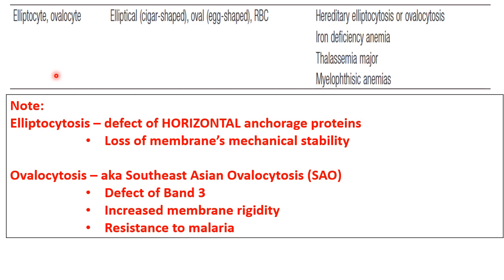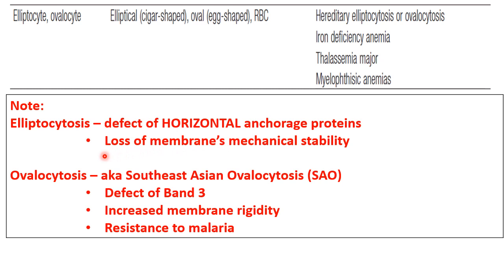Elliptocyte and ovalocyte naman tayo. Discuss natin yung mga hereditary condition causing this type of RBC abnormality. Elliptocyte, caused by your hereditary elliptocytosis, which is a defect in horizontal anchorage proteins. If ever may problem ka dito, it can cause loss of membrane's mechanical stability. Okay? So, hindi makakapag-bend yan ng mabuti across the capillaries.